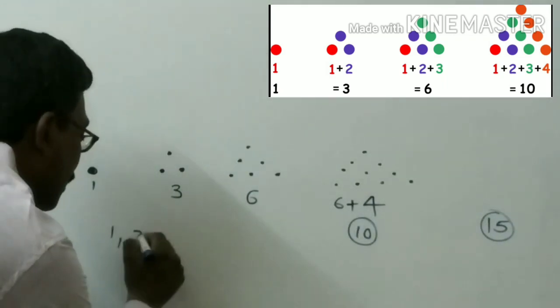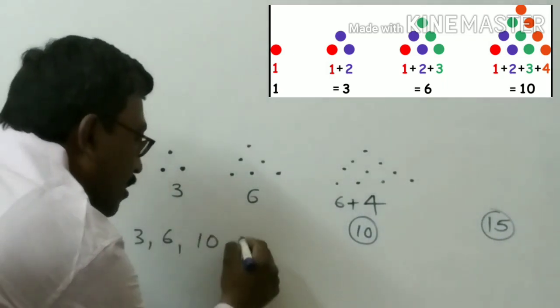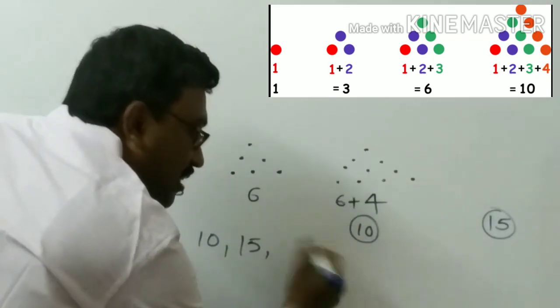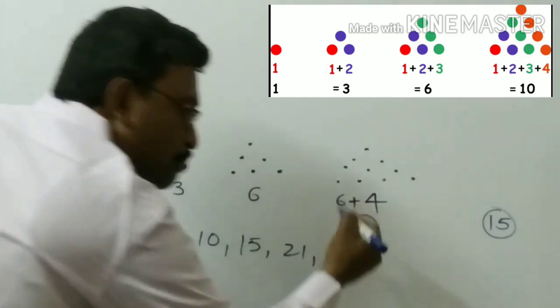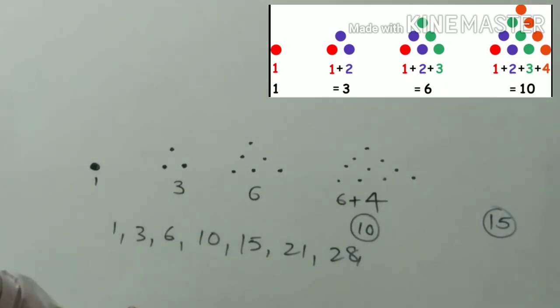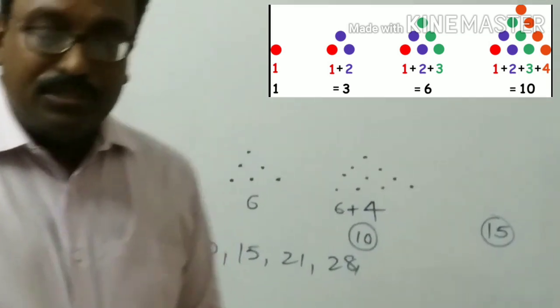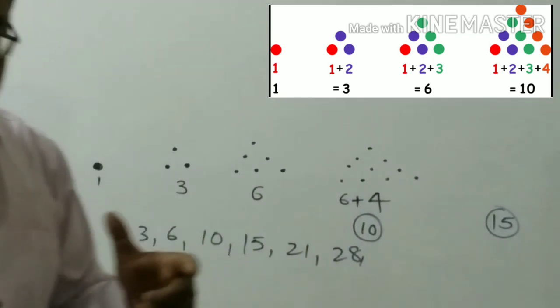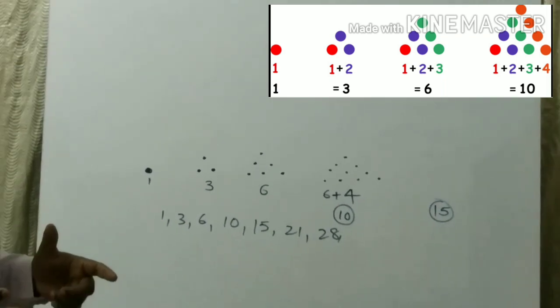1, 3, 6, 10, 15. Next one will be 15 plus 6, 21. 21 plus 7, 28, and so on. These types of numbers are called triangular numbers.